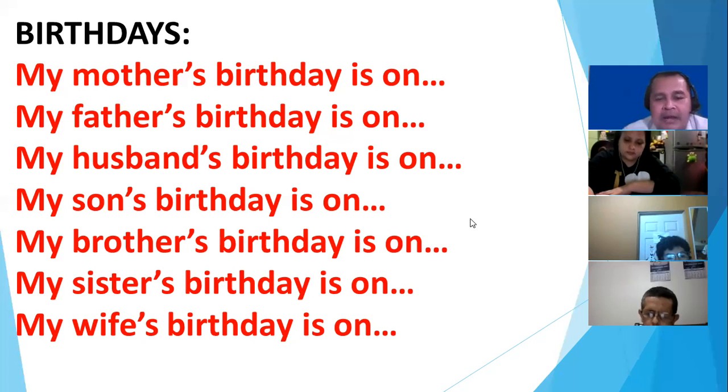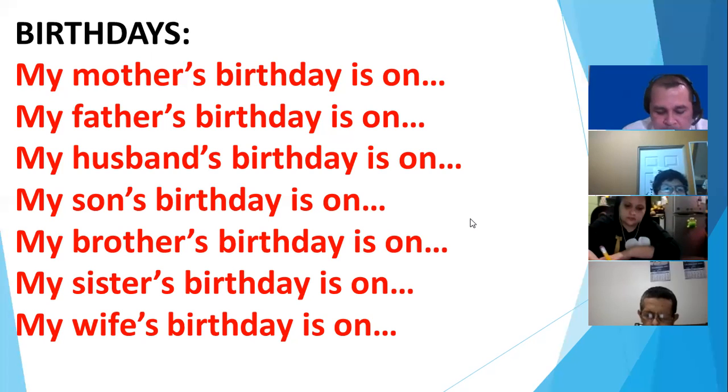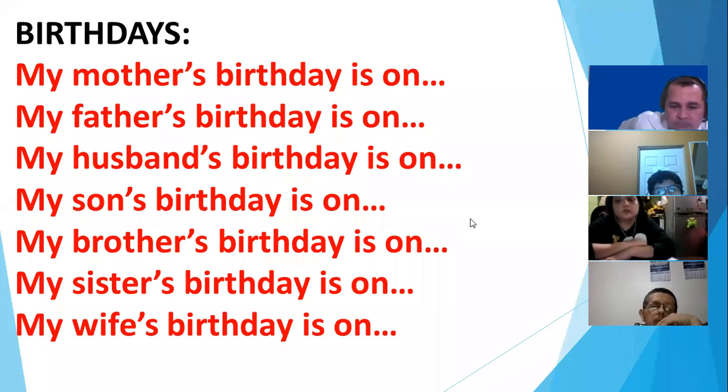You made the description. Now let's continue with Maribel. Maribel Pineda, four family members' birthday, please. Okay. My mother's birthday is August 26th. August 26th, okay. My father's birthday is October 6th, uh-huh. My husband, I don't know. You don't remember your husband.